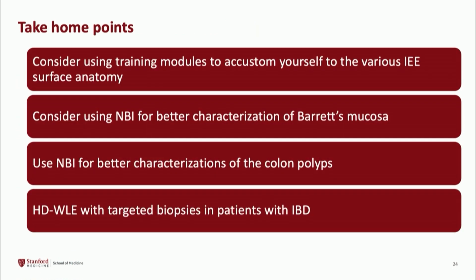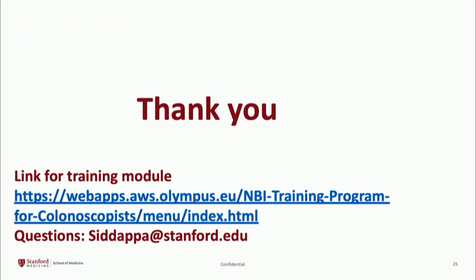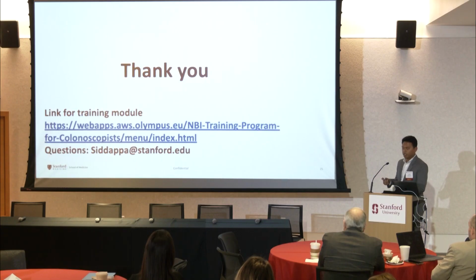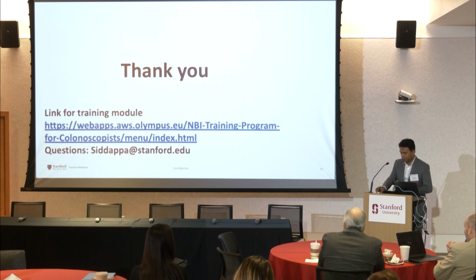So take-home points are: consider using training modules to accustom yourself to the various image enhancement surface anatomy. Consider NBI for characterization of Barrett's mucosa, as well as for characterization of colon polyps. Use high definition white light endoscopy with targeted biopsies in patients with IBD. This is a link for one of the modules, and yeah, I'm happy to take questions.